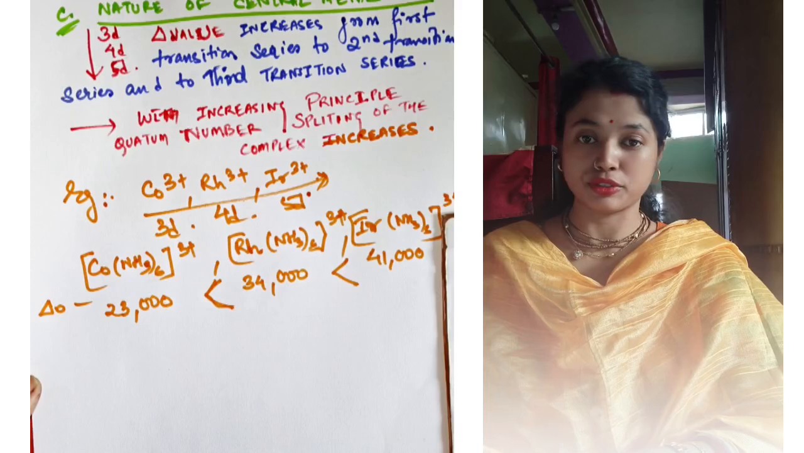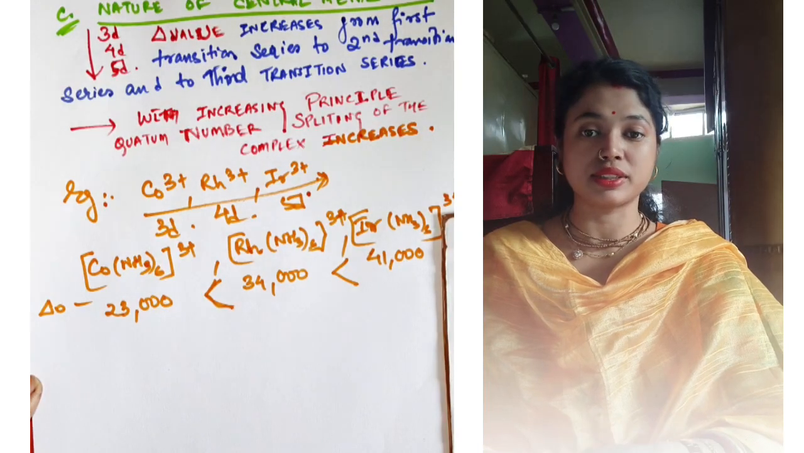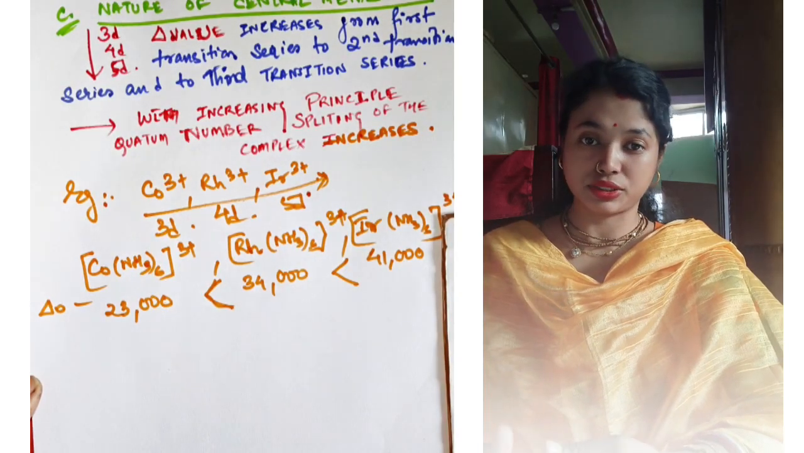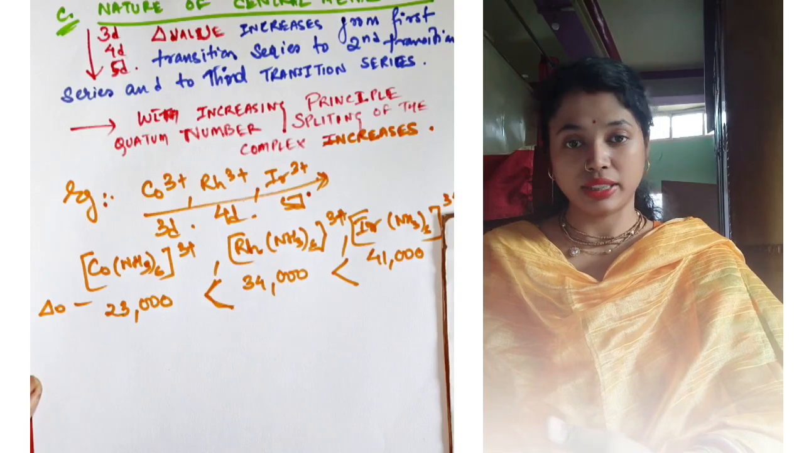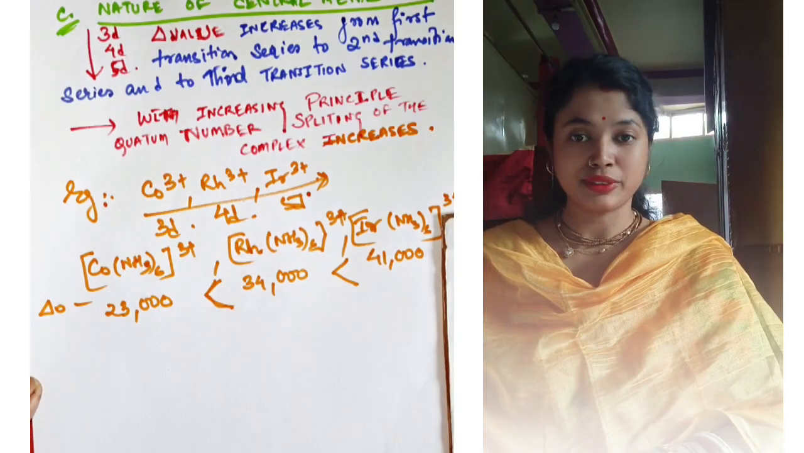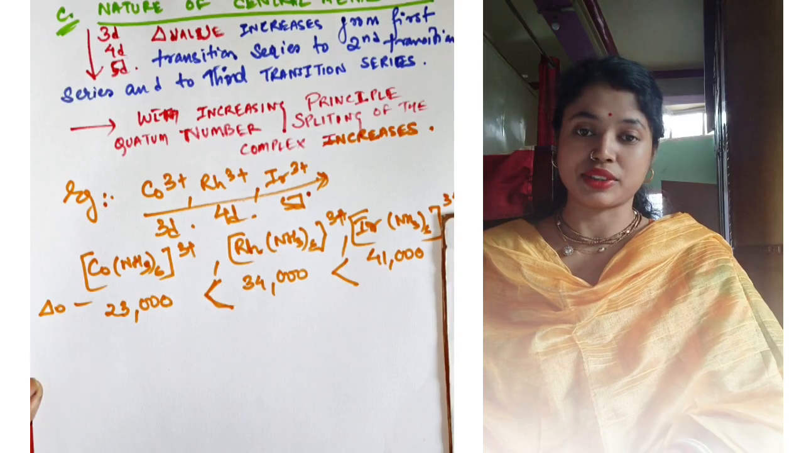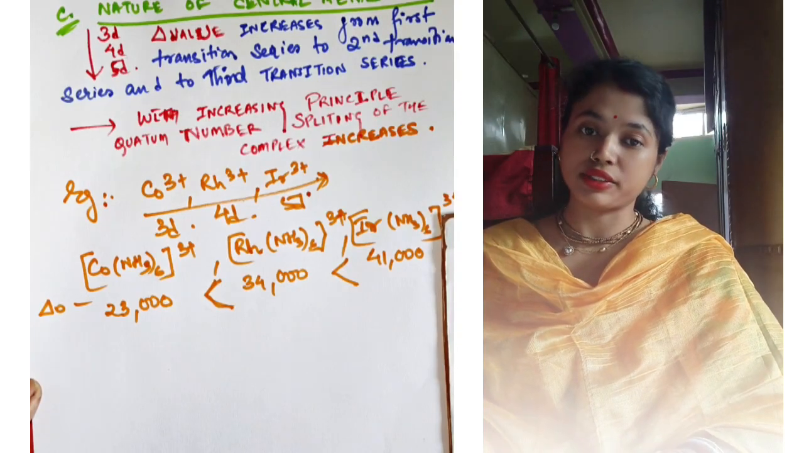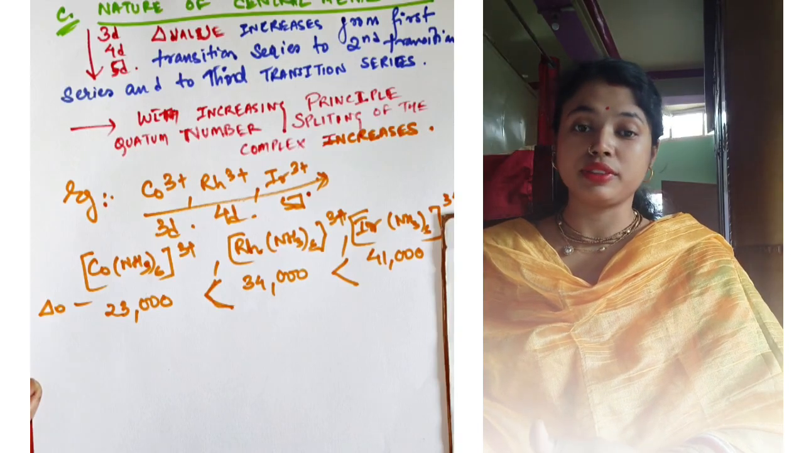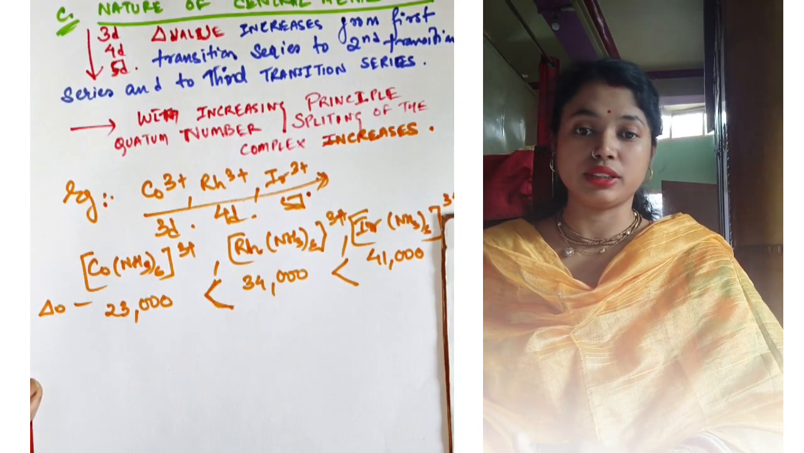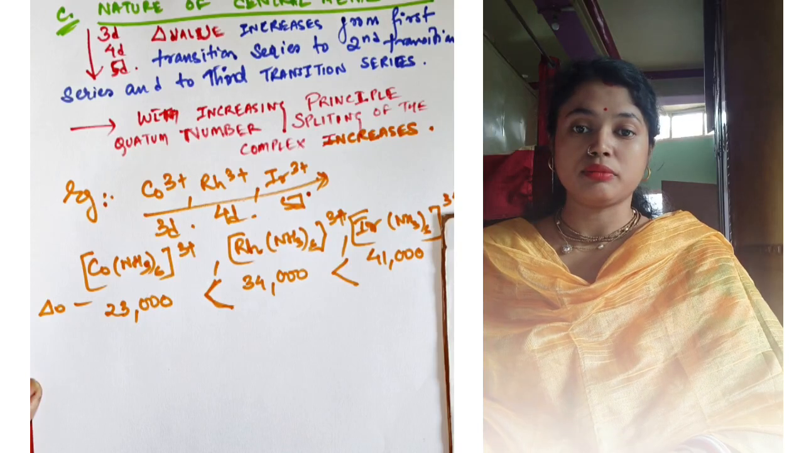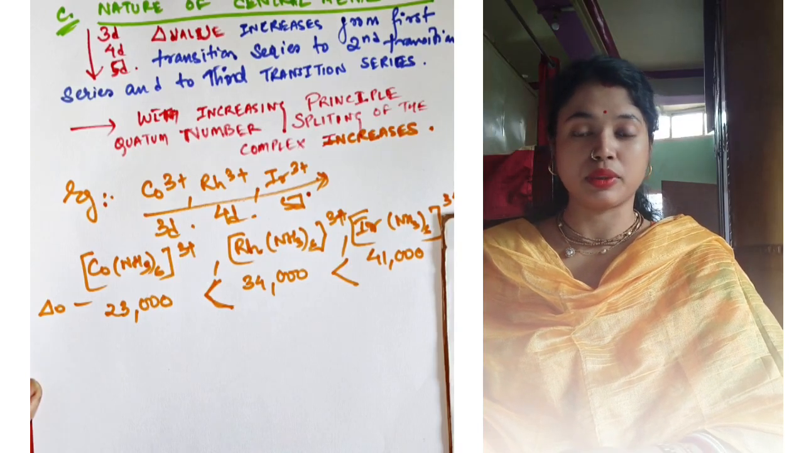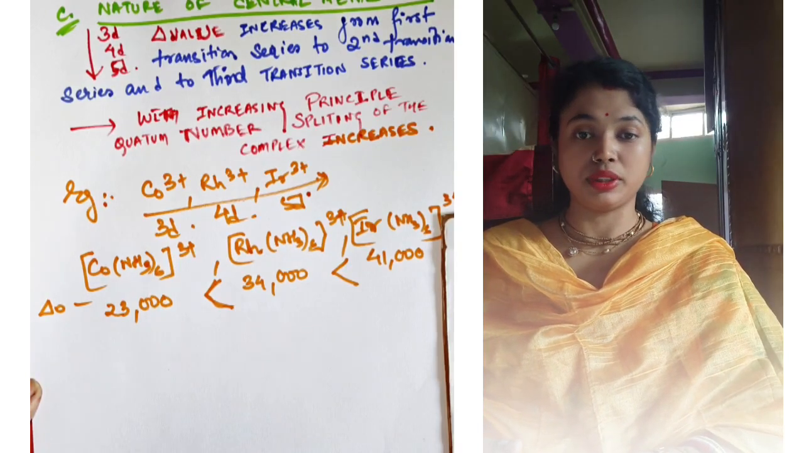Why? Because due to their larger size, the 4d and 5d orbitals are likely to interact with the ligand more effectively than the 3d orbitals. On moving down the group, nuclear charge on the metal ion increases. This increased nuclear charge may also have an effect on the magnitude of crystal field splitting. That means as we go down the group, as I said, atomic number increases, nuclear charge also increases.